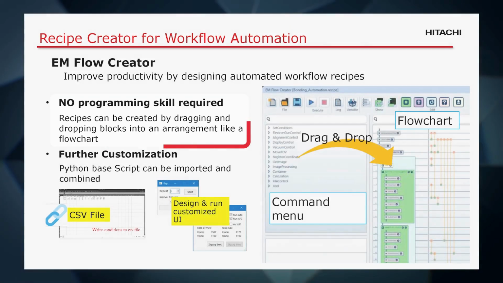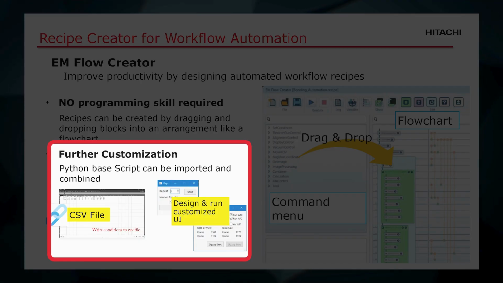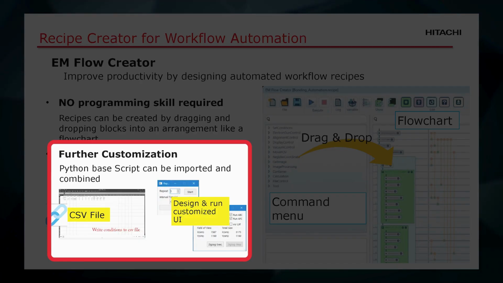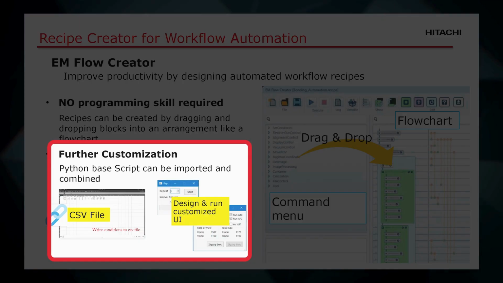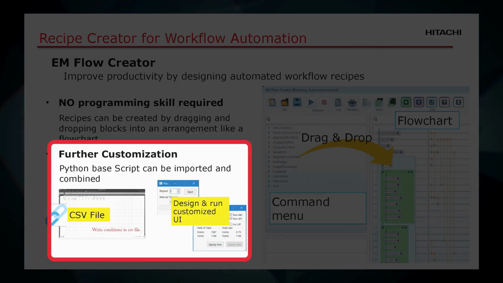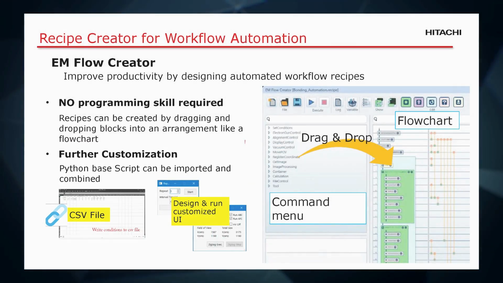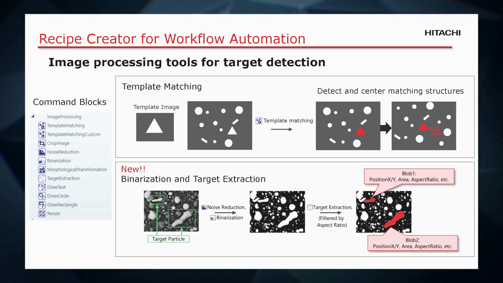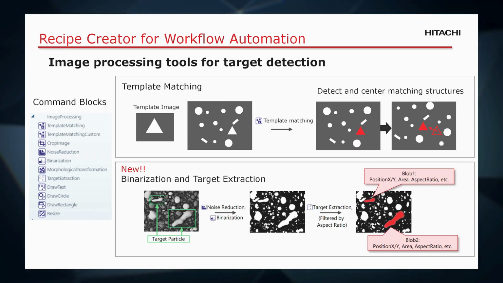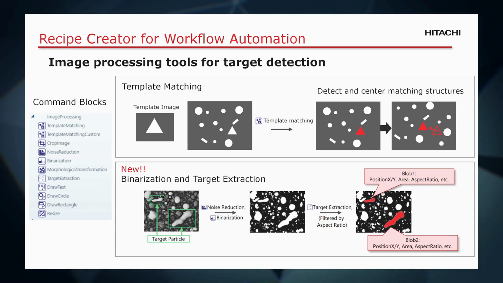It also supports CSV file input-output for easier stage movement control, and for advanced users, Python-based scripts can be utilized to design a custom UI for your workflow. To automate imaging, accurate target detection technology is very important. So EM Flow Creator includes several image processing tools to support automated target detection.